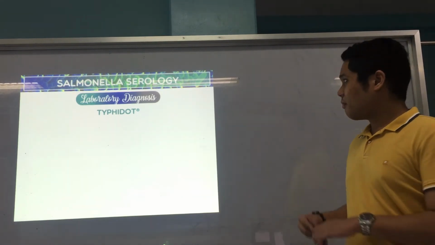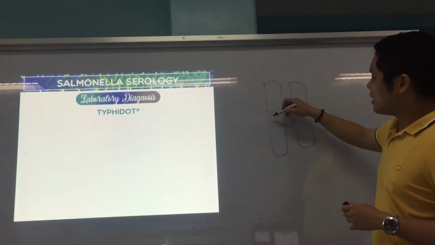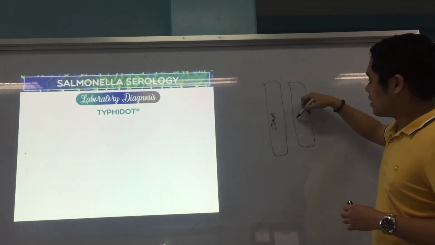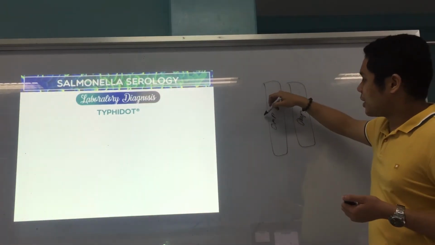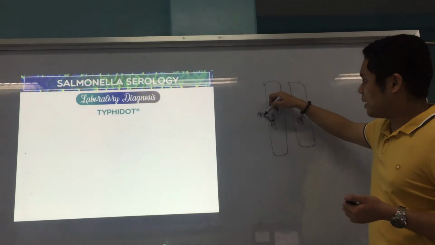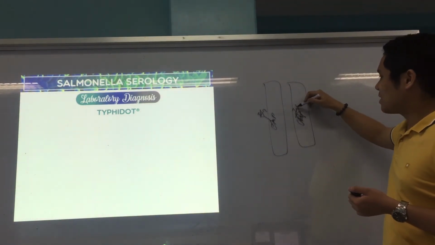Okay. So, in your filter paper strips again, you have the antigens here, the OMP antigen, diba? And then of course, you then add your serum which contains the IgG or the IgM. Star-like siya.